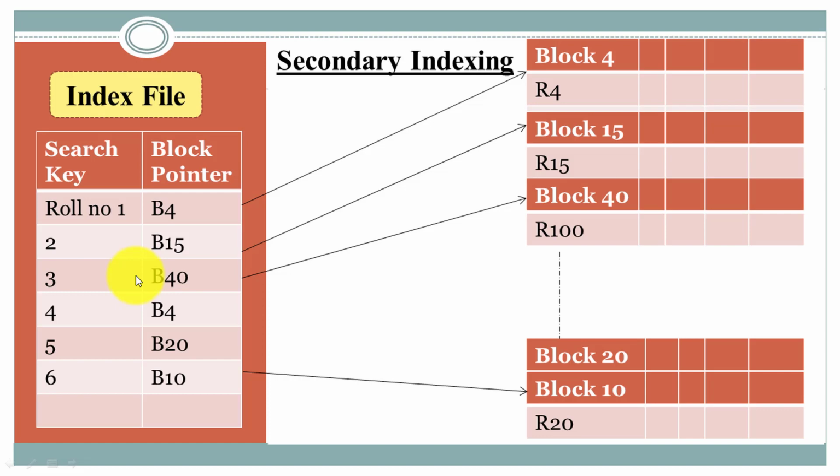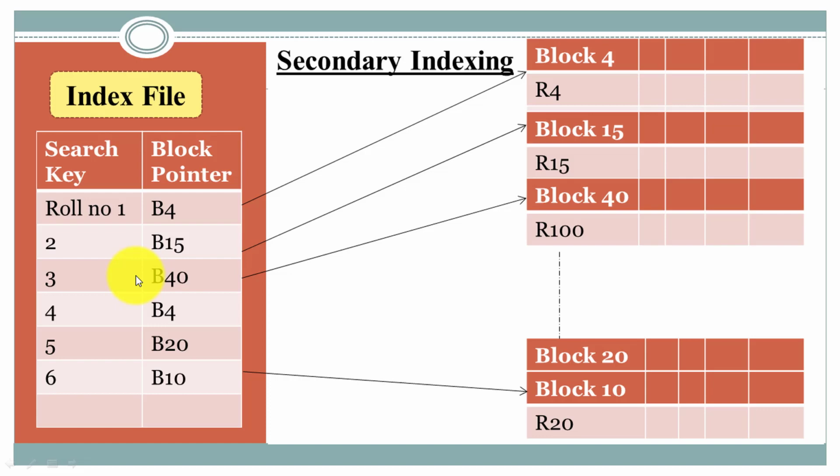Again the question arises, how many entry blocks are in the index file? The main file contains a number of blocks, and the same number of entries can be made in the index file. So this is all about secondary indexing.